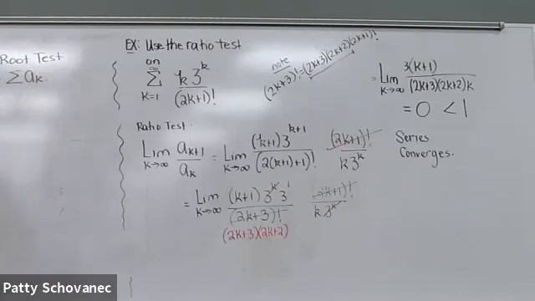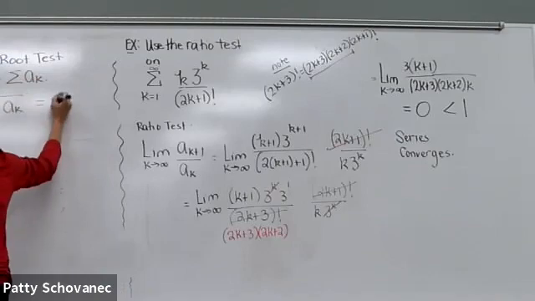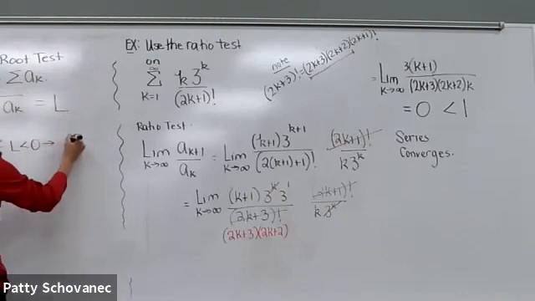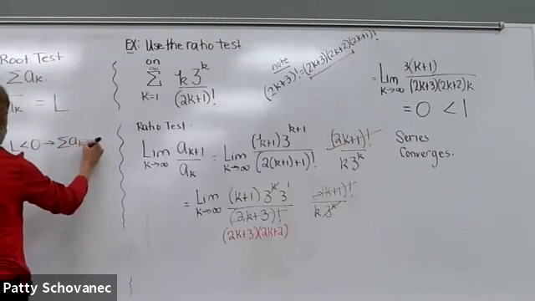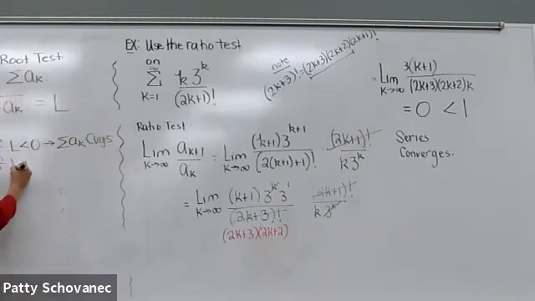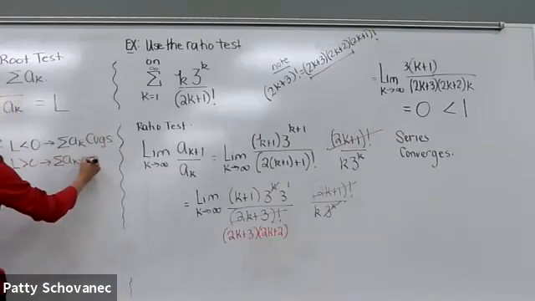Compute the limit as k goes to infinity of the kth root of the a_k terms. Then we get some number L. And with the same three conclusions, if L is smaller than 0, the series converges. If L is bigger than 0, the series diverges.